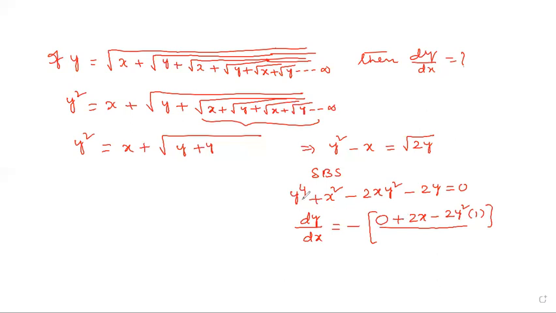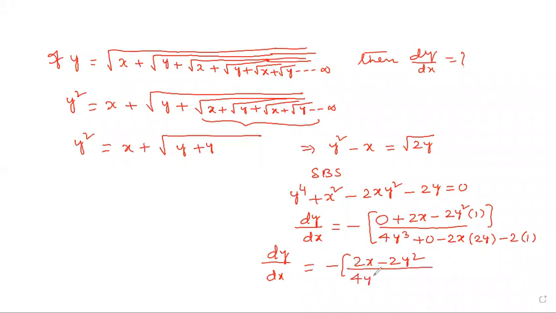Y derivative: y power of 4 gives 4y cube, x square derivative is 0, minus 2x is the coefficient, y square derivative is 2y, and minus y derivative with respect to y is 1. Now dy by dx is equal to minus of 2x minus 2y square over the denominator 4y cube minus 4xy minus 1. Simplify. This is the method to work out the problem.